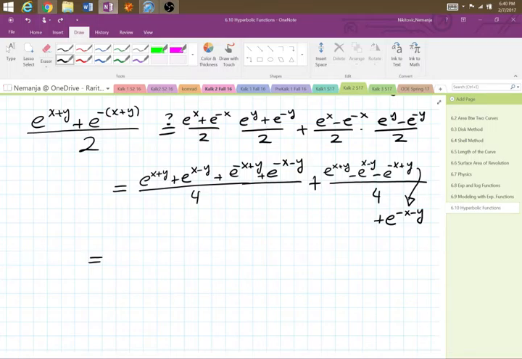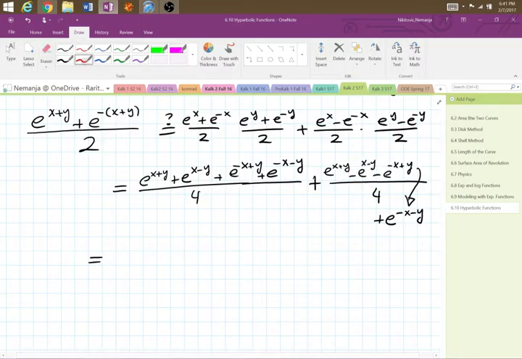Now, we have the same terms. Look, we have this term and this term. They're both the same terms. One is positive, one is negative. They're both over 4. So they cancel.